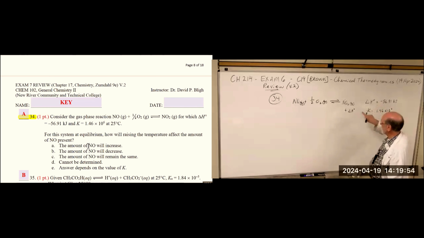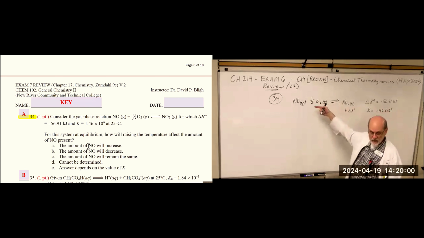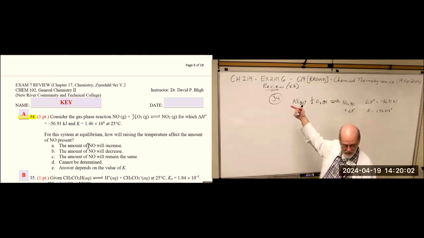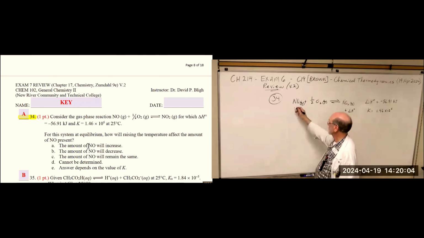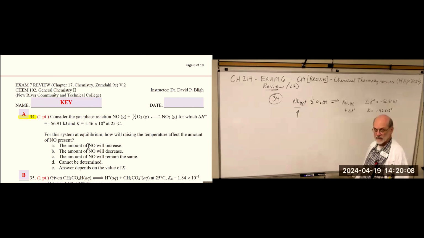We know that it's exothermic, so if we add this heat into this side by raising the temperature, it's going to shift back that way. So the amount of NO will increase. That will increase when we raise the temperature because we're adding that term and it goes that way.